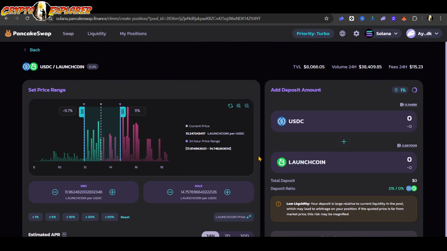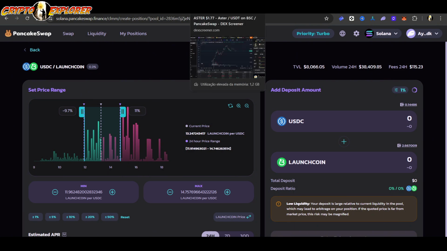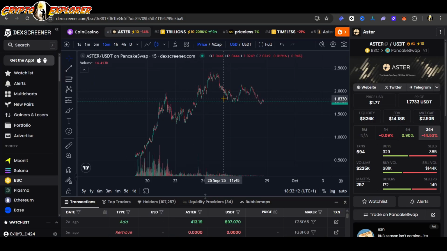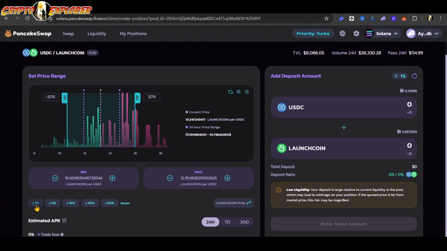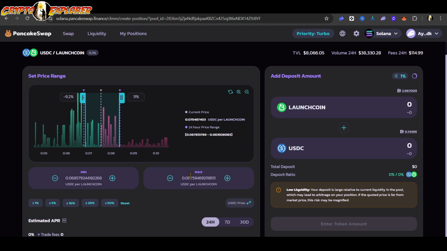Of course, it's better always again to go into DEX Screener, look at the chart, look for horizontal supports in order to set up ranges instead of just using the 24-hour price range to determine those, unless you're looking to yield farm in a very short amount of time. You also have here the quick action buttons, 1% range, so 2% overall, 5, 10, all the way up to 50% range.